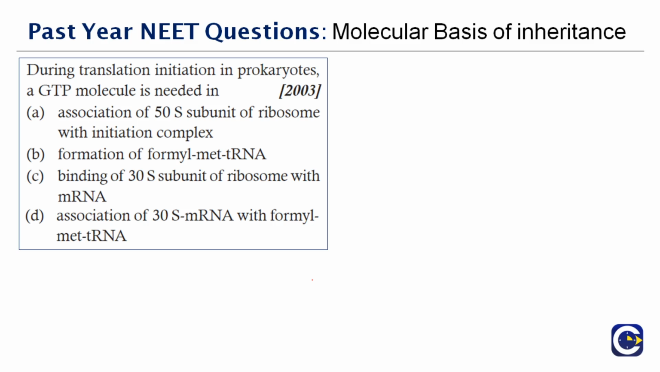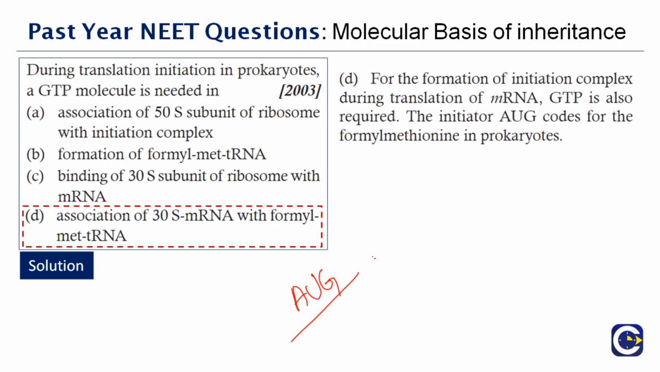Next question. During translation initiation in prokaryotes, a GTP molecule is needed in dash, and this question was asked in the year 2003. So what happens here? For the formation of the initiation complex during translation of messenger RNA, GTP is also required. AUG is the initiator codon, and this codes for formyl methionine in prokaryotes. So this is actually an association of the 30S subunit with mRNA and formyl methionine tRNA. Therefore the right answer is option D.